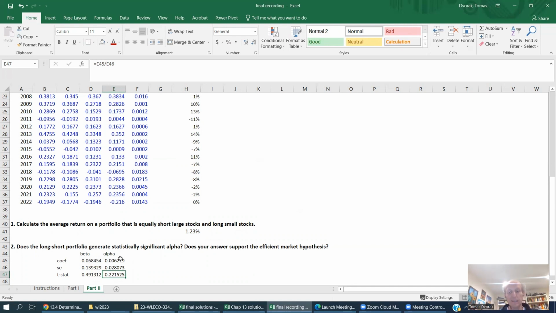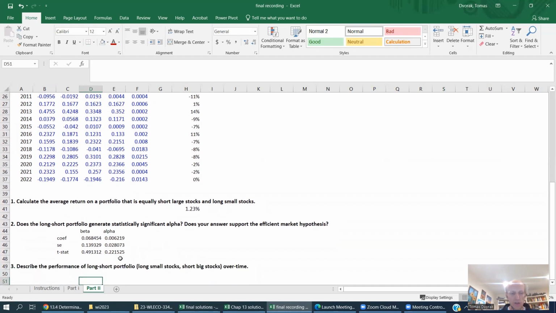We really can't consistently make money by simply buying small stocks and shorting big stocks. So this result supports the efficient market hypothesis.